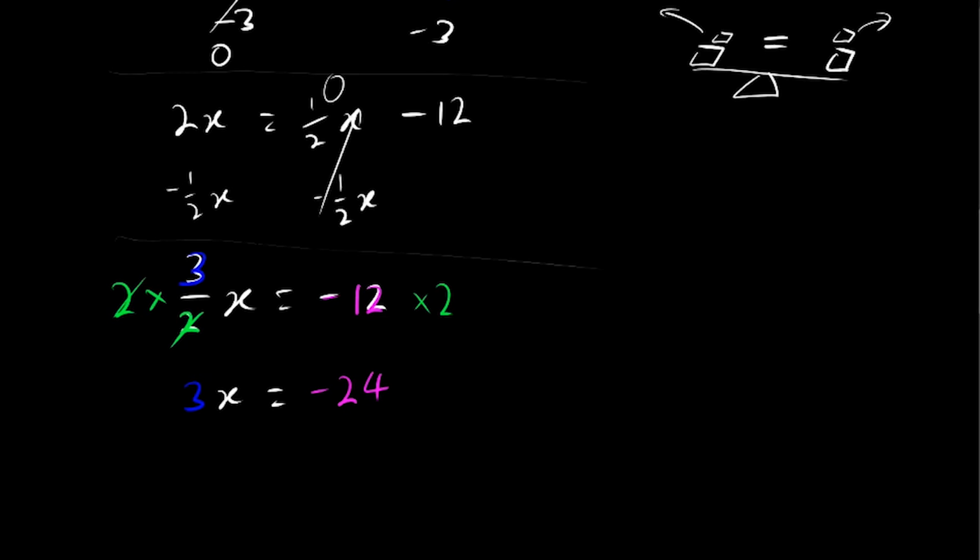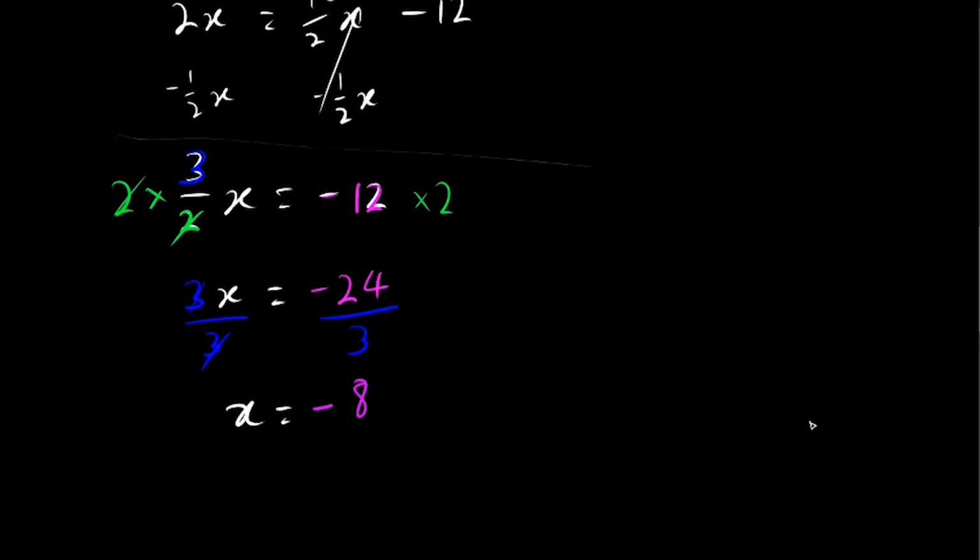Alright, now we have to divide both sides by 3. Top and bottom cancel out, and we are left with x is equal to minus 24 divided by 3, or minus 8. And that's how we get our answer.